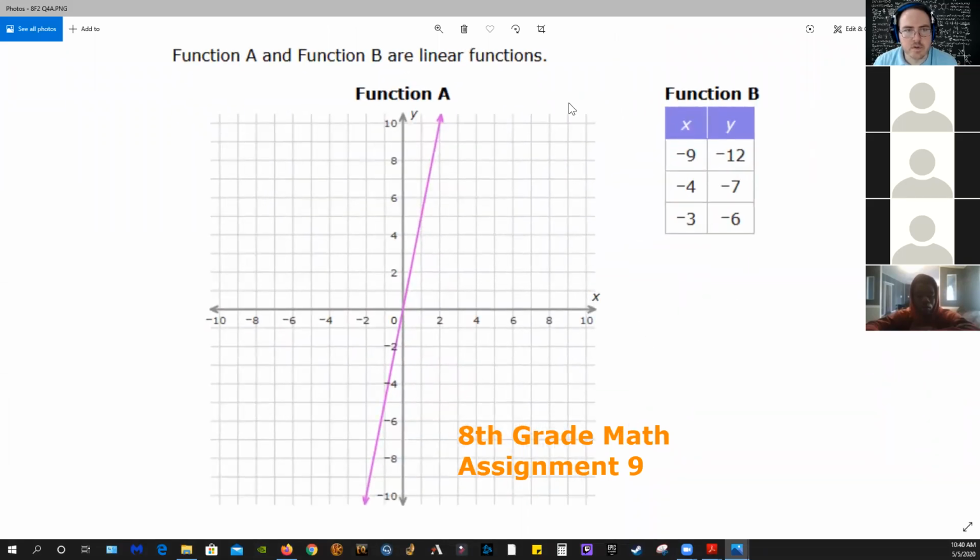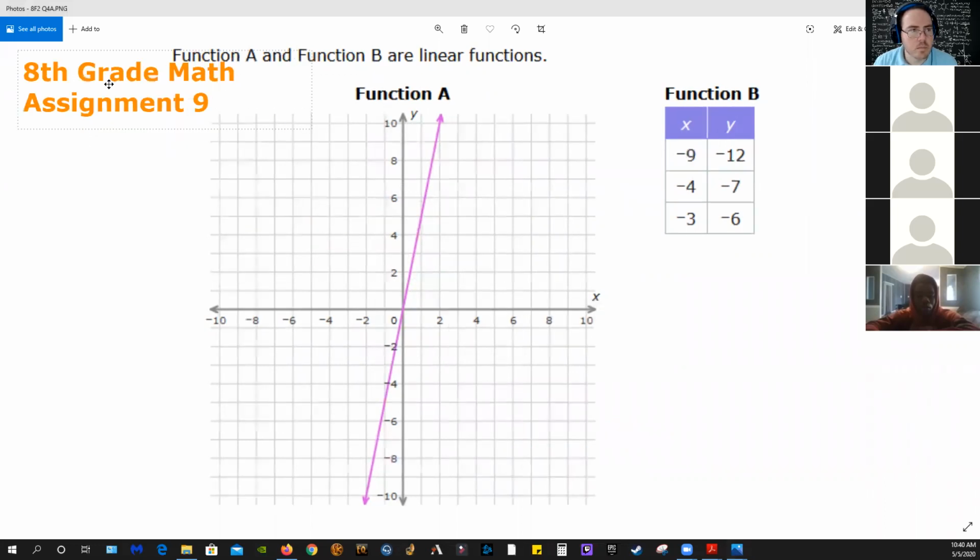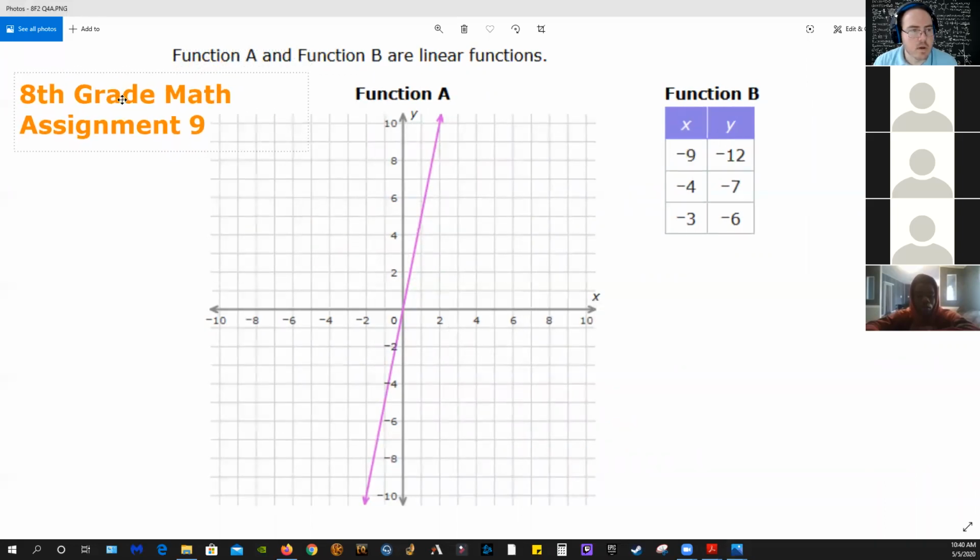Okay. So, this is assignment 9. And this is question number 4. I'm going to put a couple of dots on this graph to make sure everyone can see its coordinates and where they crisscross.